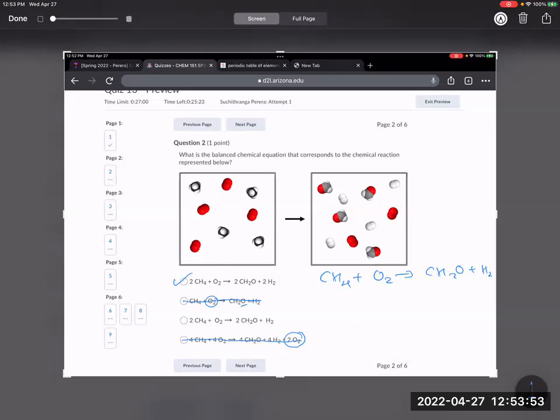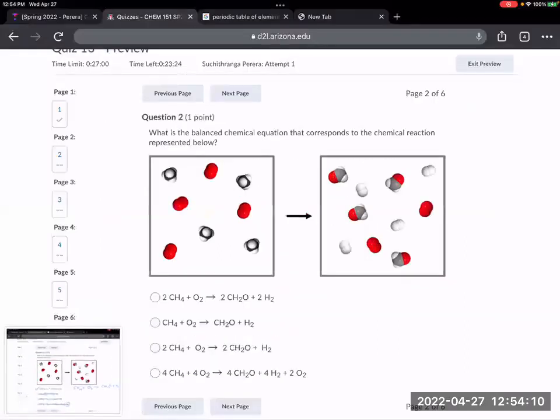We have 2 carbons on both sides and 8 hydrogens on the reactant side, and then 2 times 2, 4, only 6 hydrogens on the product side. Therefore, option C is out. The correct answer is option A. Okay, so let's select option A.